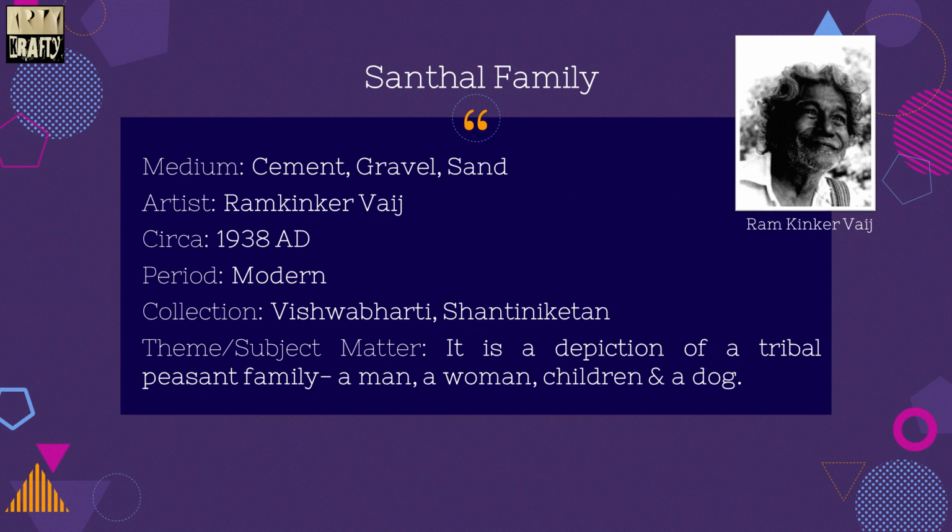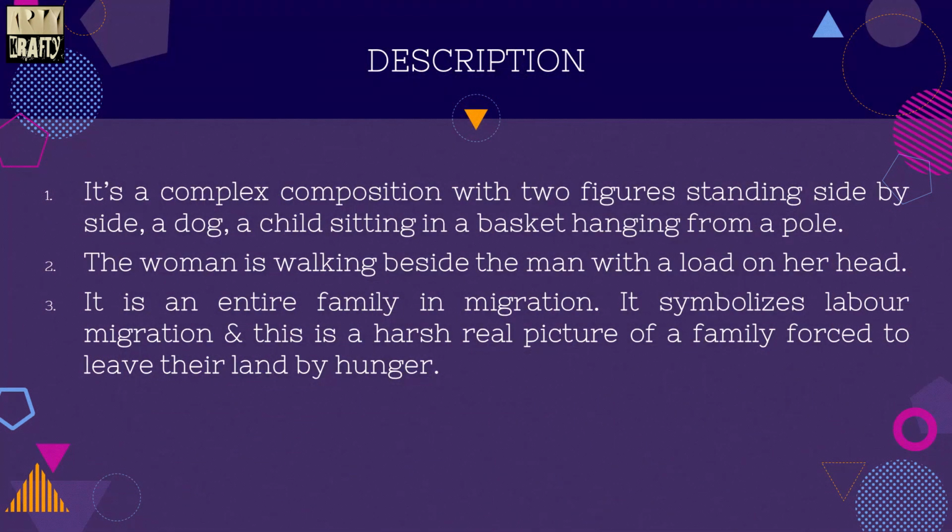Santhal Family. Medium: cement, gravel, sand. Artist Ram Kinker Vaij. It was done in 1938 AD. Period modern. Place: Viswabharati, Shantiniketan. Theme or subject matter: it is a depiction of a tribal peasant family, a man, a woman, children, and a dog. Description: it's a complex composition of two figures standing side by side, a dog, and a child sitting in a basket hanging from a pole.